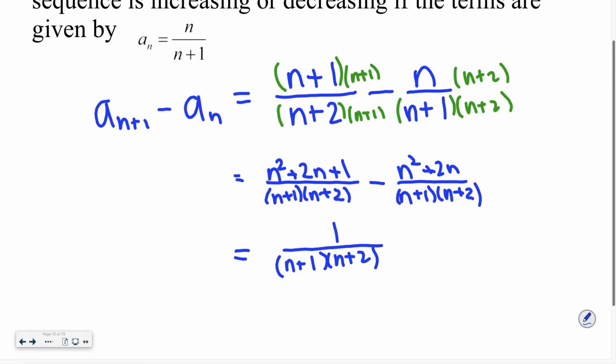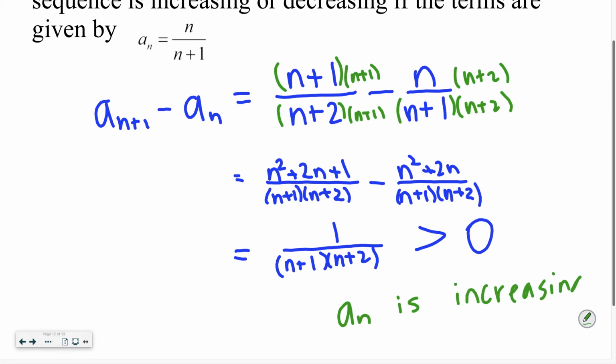In this case, it is very obvious. We don't have to do any proving of anything. We know that this is always going to be a positive number. So if the difference between the n plus 1 term and the n term is positive, then we know that this sequence is increasing. That's always going to be above 0. It's never going to be equal to 0. It is also non-decreasing, but more specifically, it is increasing.